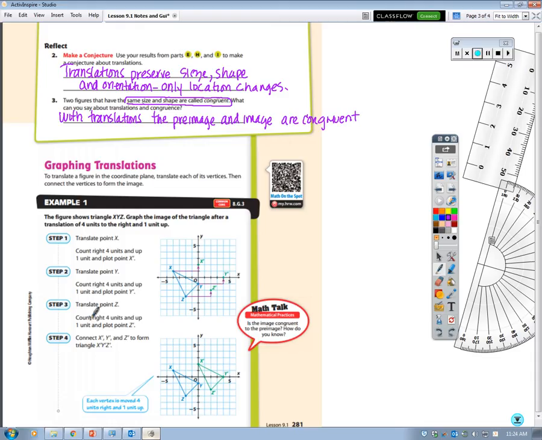So what they did here is they translated each point and then named that new point with its prime notation. So this is X over and up, X prime. Y over and up, Y prime. Z over and up, Z prime. And then you're going to connect your points. And you should end up with a congruent triangle in a new location. Same size, same shape, same orientation, different location.